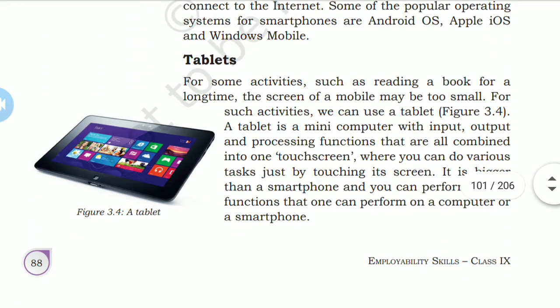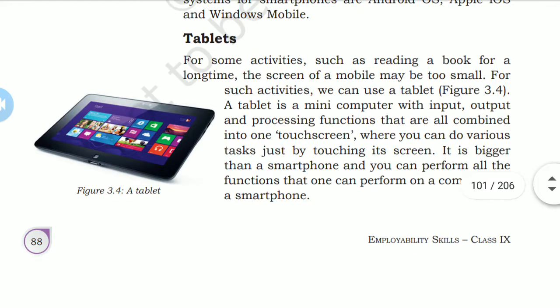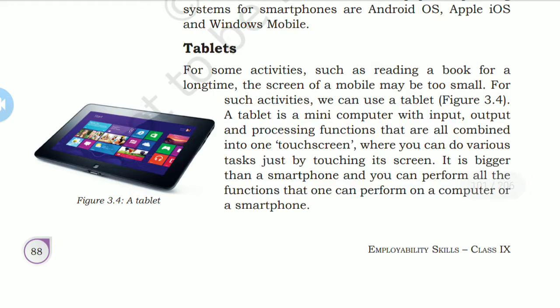Next is the tablets. For some activities such as reading a book for a long time, the screen of a mobile may be small. For such activities we can use the tablet. A tablet is a mini computer with input, output, and processing functions combined into one touch screen, where you can do various tasks just by touching its screen. It is bigger than a smartphone and you can perform all the functions that one can perform on a computer or smartphone.